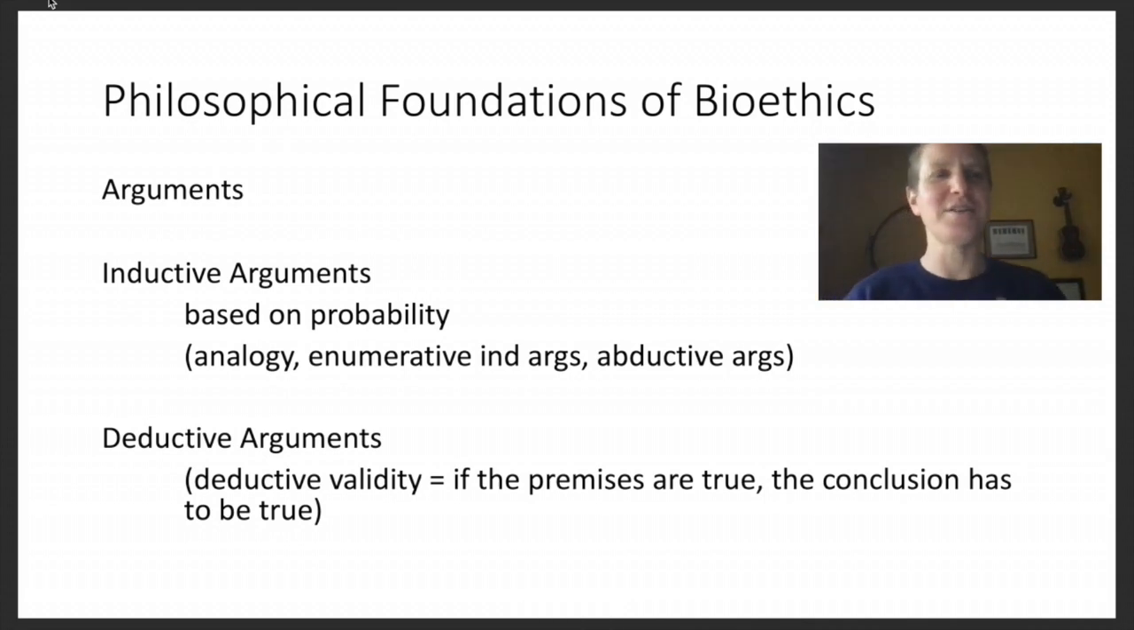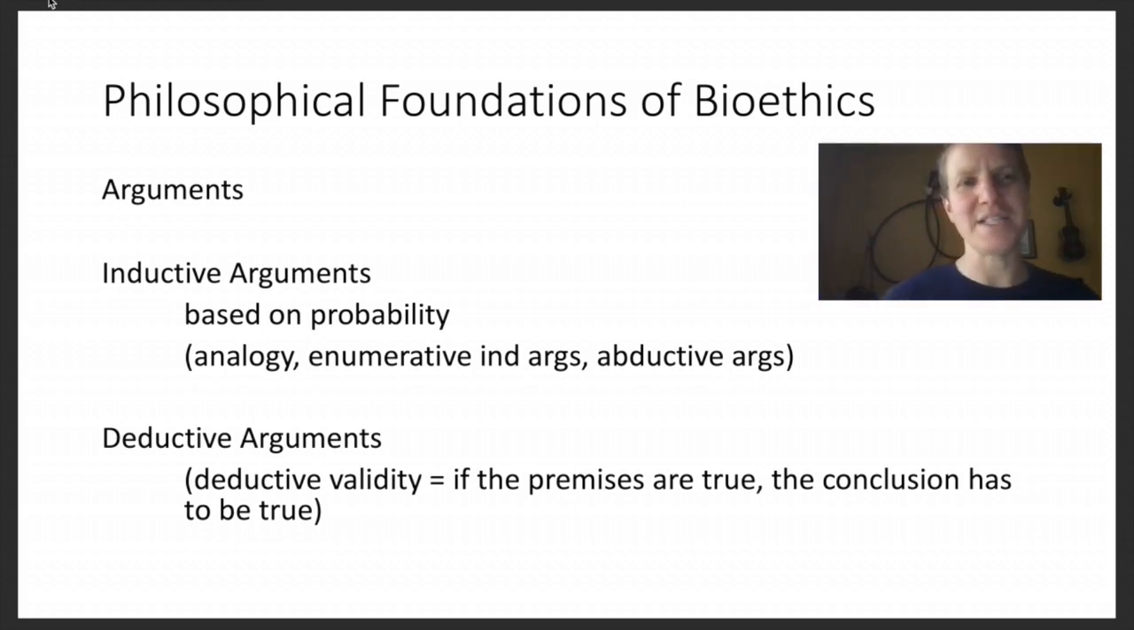All right, so to begin with the philosophical foundations of bioethics, we started out by talking about arguments. We looked at 2 different types of arguments: inductive arguments and deductive arguments, and we said that the difference is in the structure of those types of arguments. An inductive argument is based on probabilities, which means that what an inductive argument is aiming for is for the truth of the premises to make the conclusion very likely, very probably true.